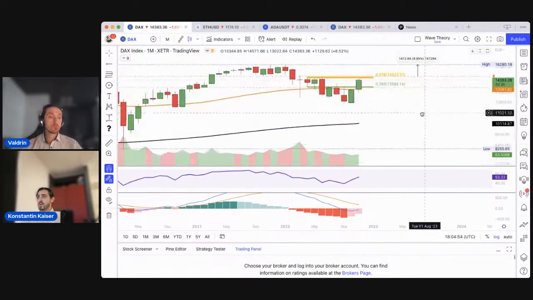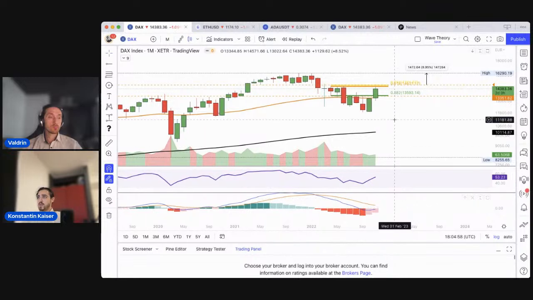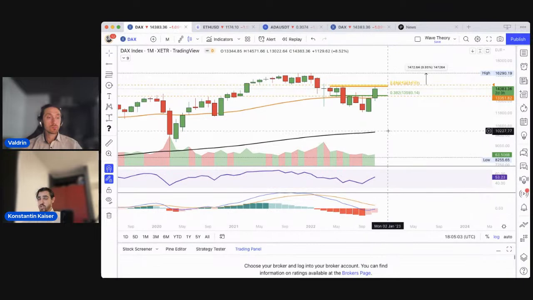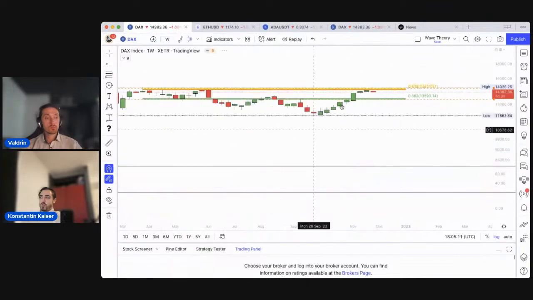Also, the monthly histogram of the MACD is ticking bullishly higher since October. It will definitely close bullishly higher this month because there are only like 2 days until it closes. So to be honest, the DAX looks kind of bullish in the monthly chart.